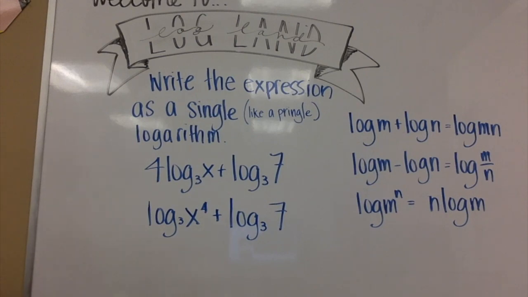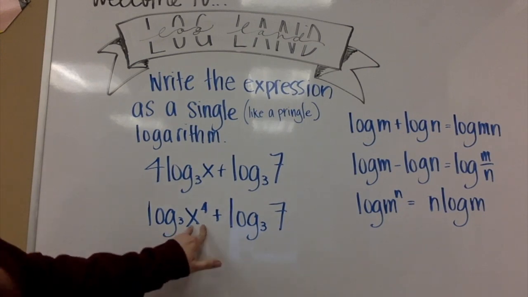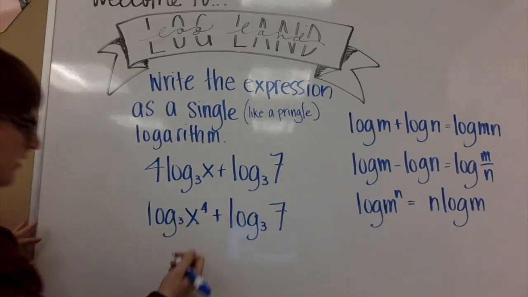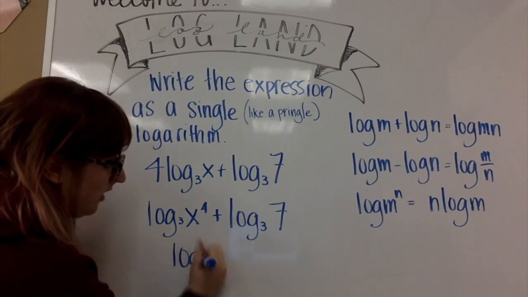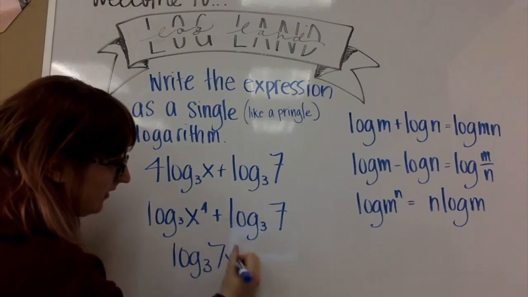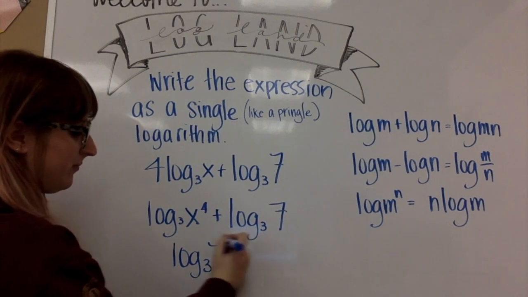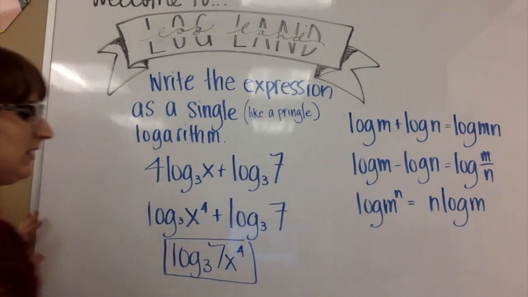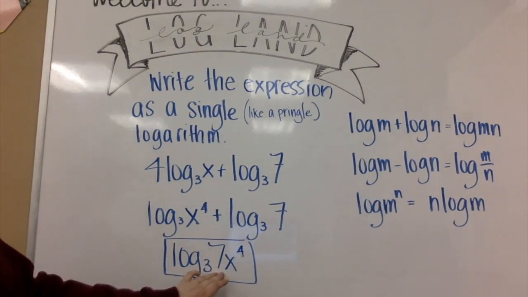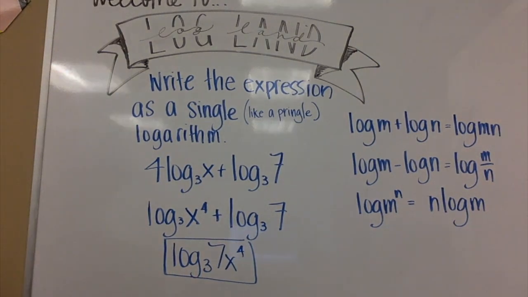Next, I know that if I am adding, that means I'm going to be multiplying. So I'm going to combine x to the 4th and 7. So I rewrite it as log base 3, 7x to the 4th. I write the 7 in front of the 4 because it is the coefficient of the variable. And that's it.